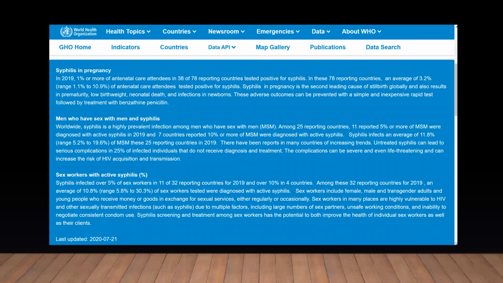Syphilis in pregnancy. In 2019, 1% or more of the antenatal care attendees in 38 of 78 reporting countries tested positive for syphilis. In these 78 reporting countries, an average of 3.2% of antenatal care attendees tested positive for syphilis. Syphilis in pregnancy is the second leading cause of stillbirth globally and also results in prematurity, low birth weight, neonatal death, and infections in newborns. These adverse outcomes can be prevented with a simple and inexpensive rapid test followed by treatment with benzathine penicillin.